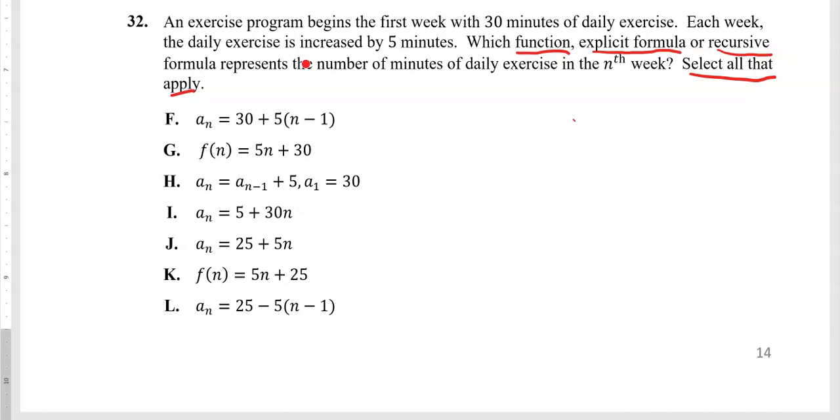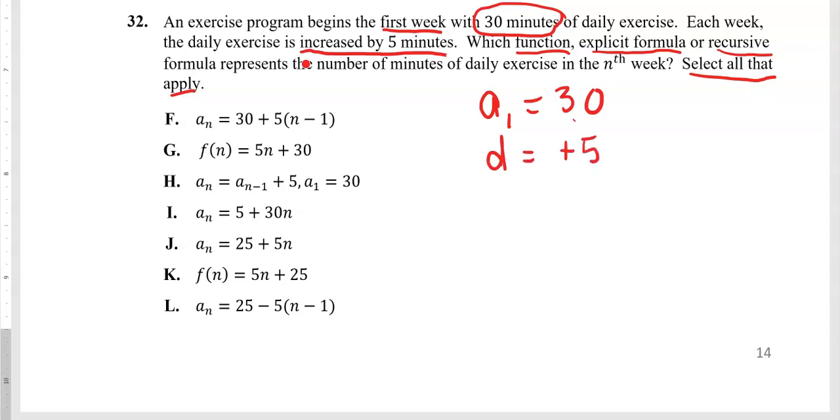So the information that they give us is that it begins the first week with 30 minutes, which means this is going to be my first term in my sequence. Okay, so a1 is 30. Each week the daily exercise is increased by 5. So my difference from one term to the next will be a positive 5. Using that information, I'm going to fill it into my recursive and explicit formula.